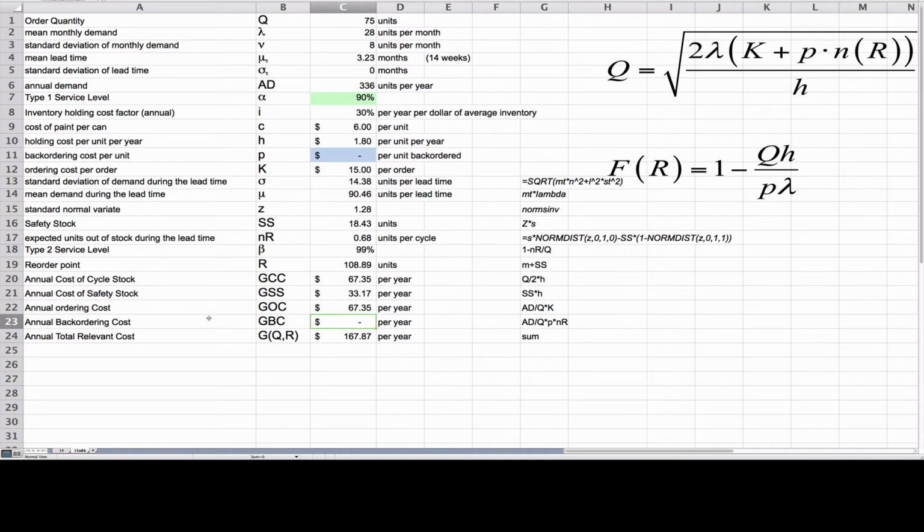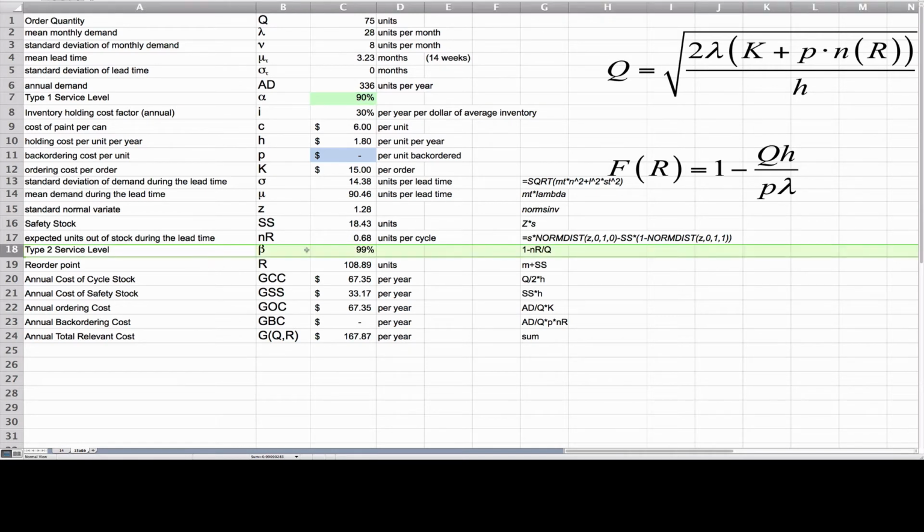Now the only thing we can assess would be cycle and safety stock holding cost, as well as order placement costs. Now let me turn to part B of question 15. And part B says, we erroneously defined a type 1 service level of 90%. Really what they wanted is a 90% fill rate. In other words, a 90% type 2 service level, beta.